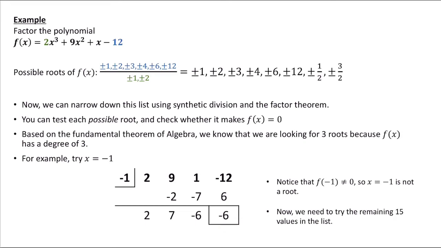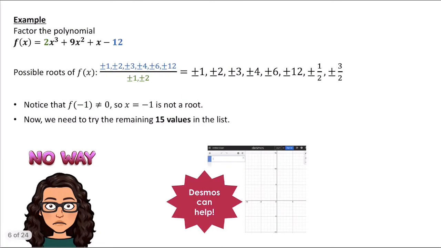So now we've eliminated one possibility out of this list of roots, so we need to try the remaining 15 values. So, you know, this happens every year when I say this in class. When I say we need to try the remaining 15 values, everyone's like, oh no, that's a lot of synthetic substitution, right? So if you're sitting here thinking that, I want to let you know that there is a shortcut, okay?